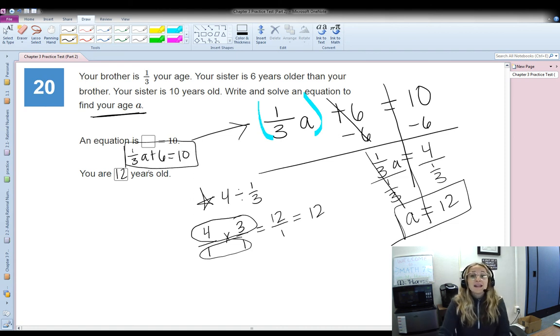All right, so that is the answer for number 20. All right, and that is part 2 of the practice test. So as long as you've completed part 1 and part 2, you should be good to go. At this time, you need to take all that nice, pretty work that you did in your composition notebook, take a picture of it, and submit it onto the Google Classroom assignment that says Edpuzzle Chapter 3 Practice Test Part 2. You're going to upload your work, and then you'll get a grade for that. Watch these as much as you need this weekend to prepare for the test. The test will be Monday, so be ready.